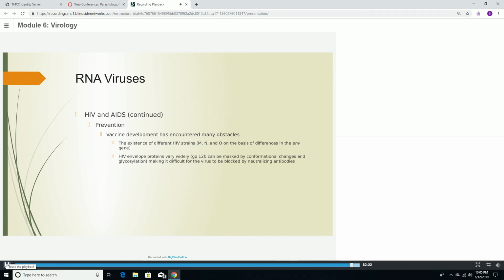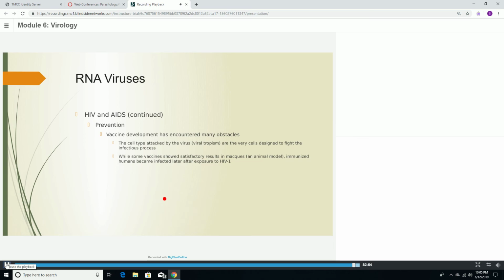Prevention: vaccine development has encountered many obstacles. There's an existence of many different HIV strains. There's M, N, and O, and it's on the basis of differences in the env gene. HIV envelope proteins vary widely, so it makes it really hard to make an antibody to, or make a vaccination to, HIV. But now there are actually prophylactics available for people to take.